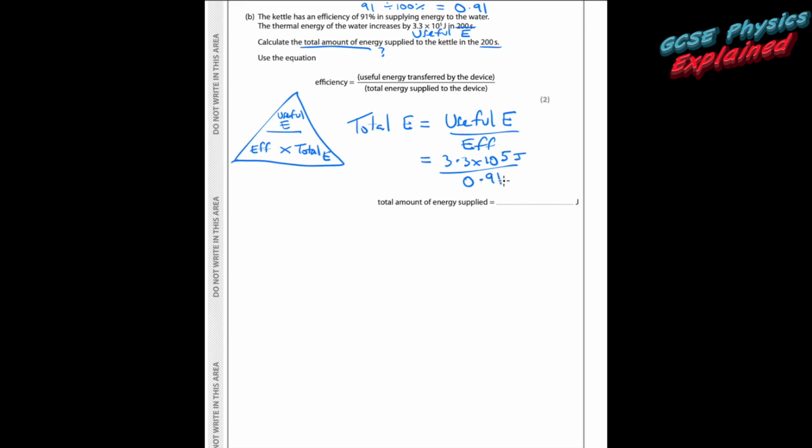Remember to use the 0.91 for the efficiency, and that equals 362637.3626. In other words, 3.63 times 10 to the 5.